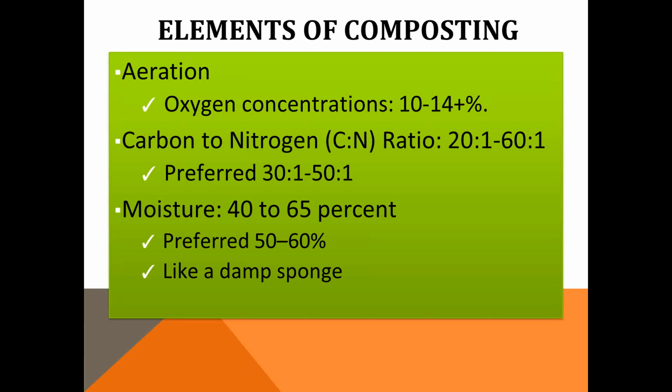So elements of composting then, just like us, one is air. This is an aerobic process, meaning with air. So they need air, and that's why we're turning it or rotating it in our bin. They need a carbon to nitrogen ratio, which means materials high in carbon and materials high in nitrogen, and we'll go over that in a minute.